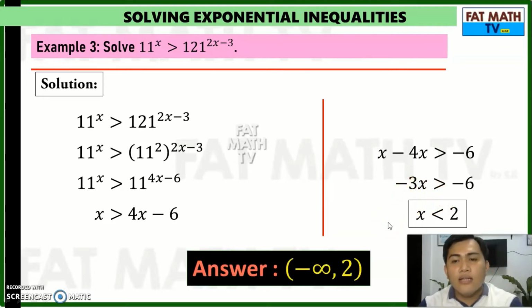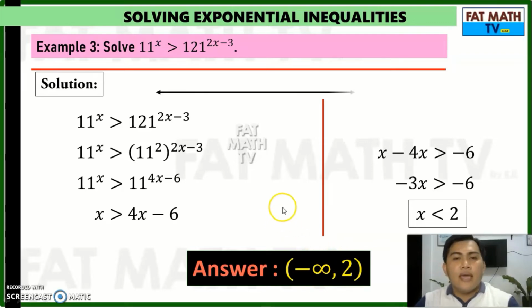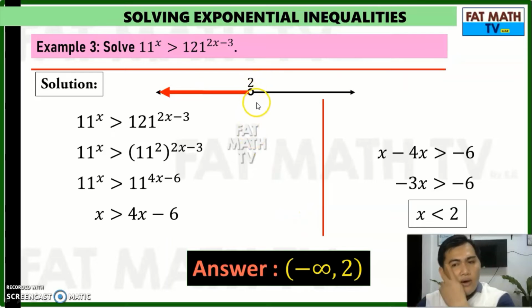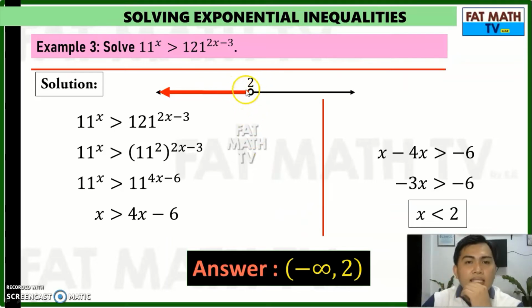So all the numbers less than 2 can satisfy the given inequality. Or in interval notation, this is how you write it. And then on the number line, we will have this. Okay, so all numbers less than 2 will satisfy the given inequality.